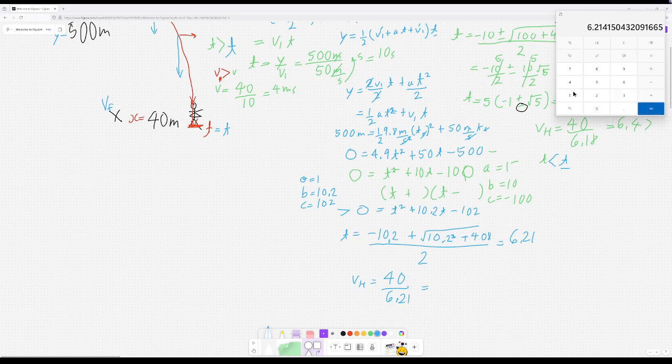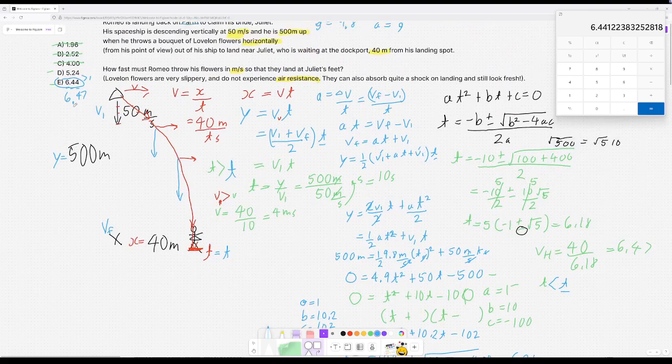6.21. And that equals... I did a typo here. 40 divided by 6.21. Okay, so that equals 6.44 meters per second. And that is exactly the answer that was provided to us. So the exact answer, by calculation, is 6.44.